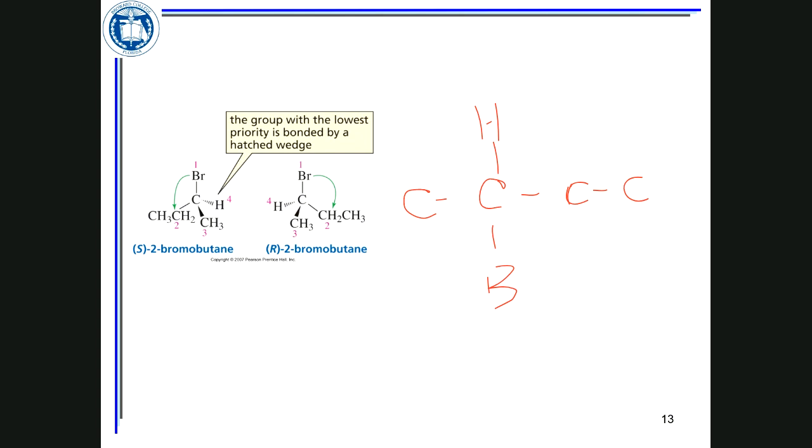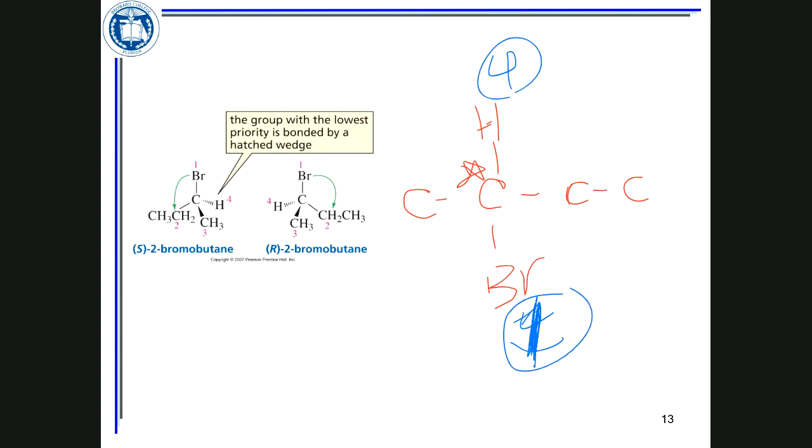Chiral carbon here. The first atom attached, the Br, is obvious. We had enough practice for it, so it's going to be priority number 1. Hydrogen is going to be 4. So we have 1 and 4 already determined.